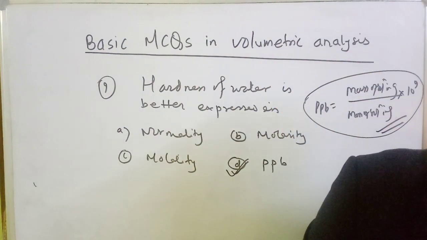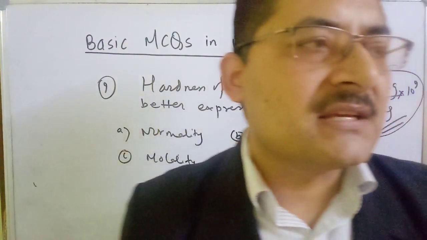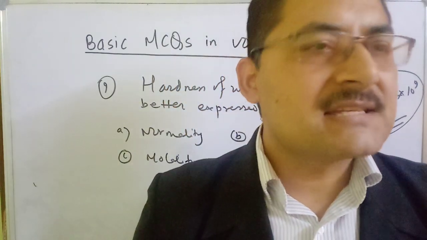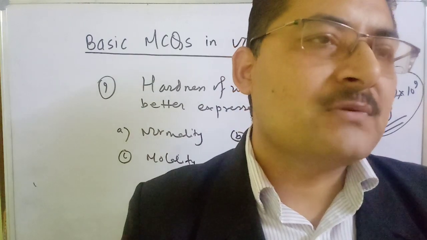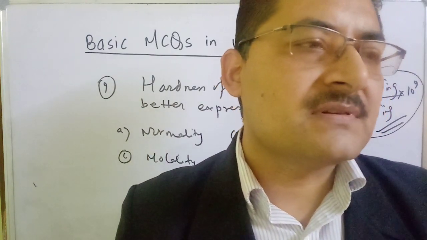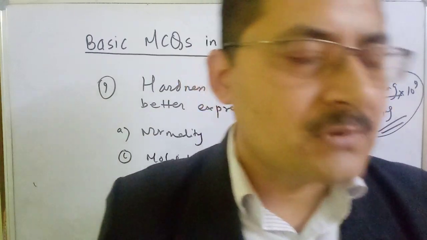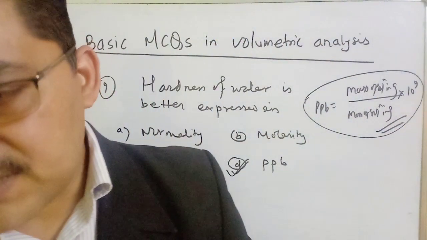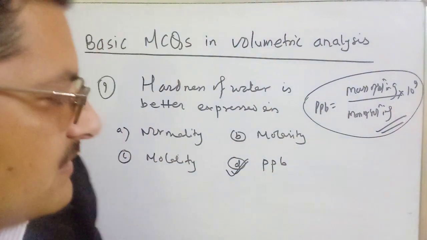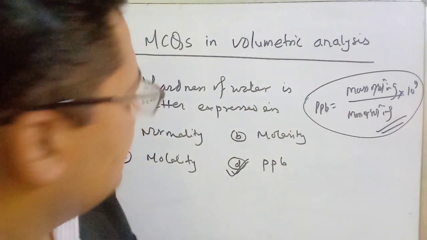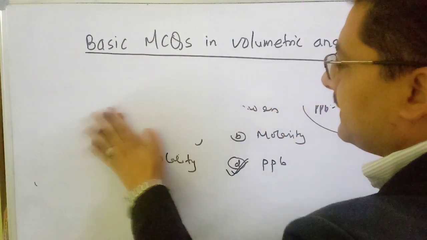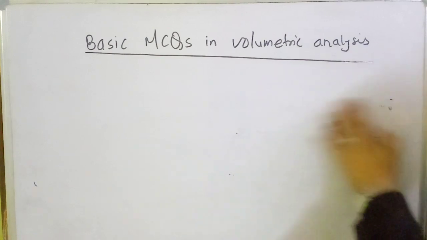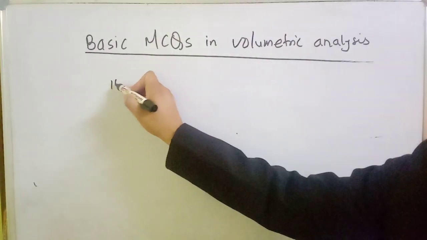You might have heard about the concentration of arsenic in water being so many ppb. If you want to calculate the trace amount, a very small amount of a chemical species in solution, then you should express the concentration as ppb, parts per billion. So this is number 9. Now we go to number 10. Let us see the number 10 MCQ.